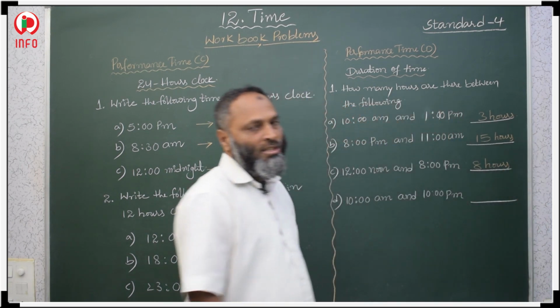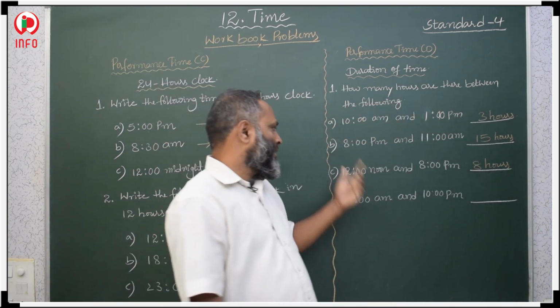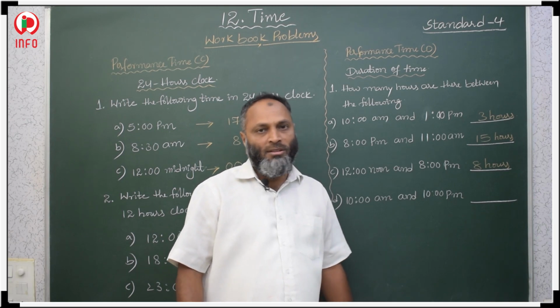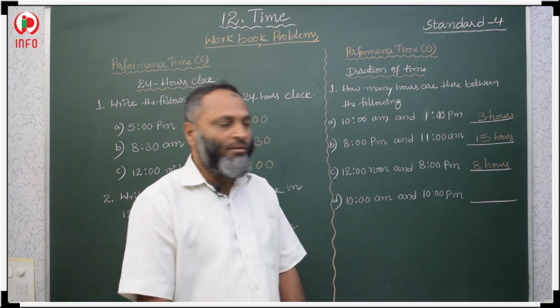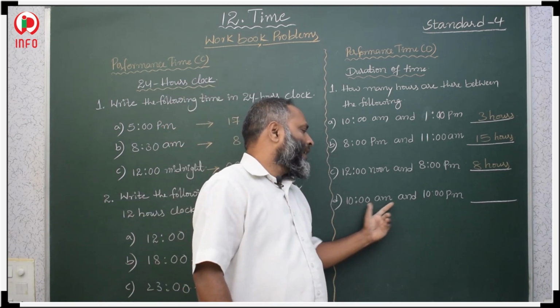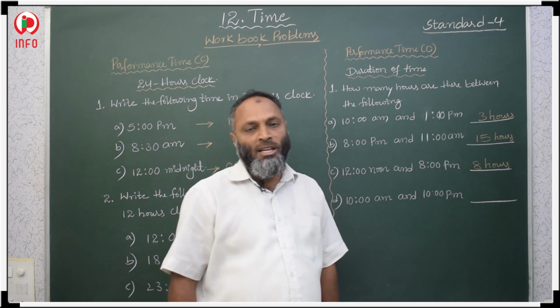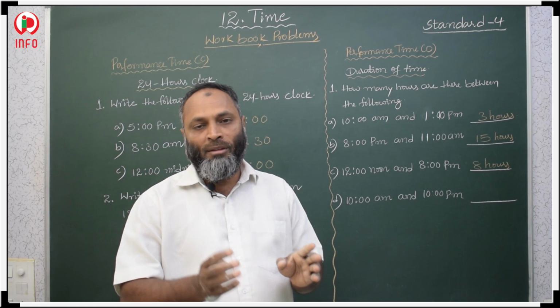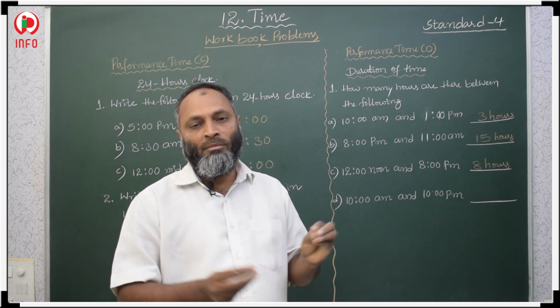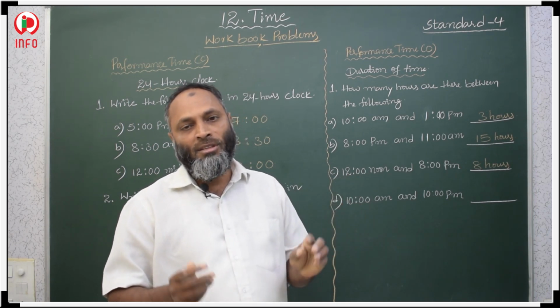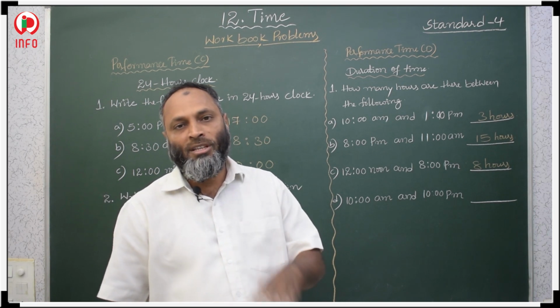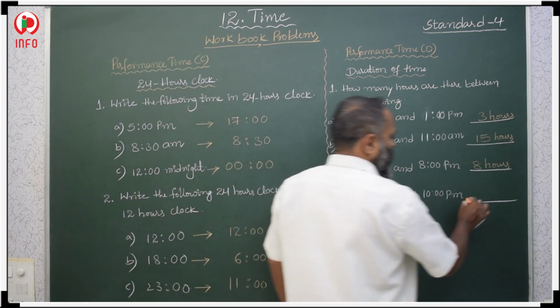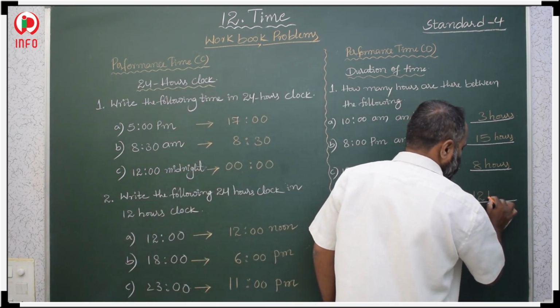These are the oral questions. If you want to do it step by step, that is also there, so that we can also do. Here 10 a.m. to 10 p.m., what is the time duration? Here 10 a.m. to 10 p.m., 11 a.m. to 11 p.m., 9 a.m. to 9 p.m., 3 a.m. to 3 p.m. So in this situation, the time duration is 12 hours.